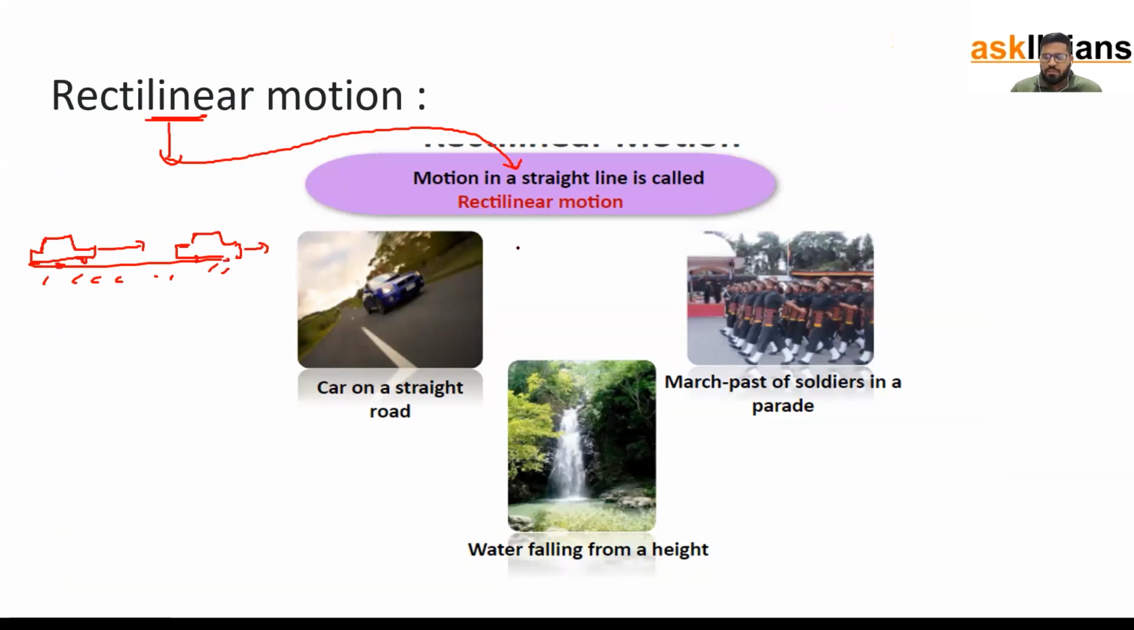Done. So you can see examples of rectilinear motion in day-to-day life. A car on a straight road is moving in a straight line. The march past of soldiers in a parade is again a straight line motion, which is known as rectilinear motion. Water falling from a height is also moving along a straight line like this, so it is also an example of rectilinear motion. You can also take the example, suppose you are standing on a building.